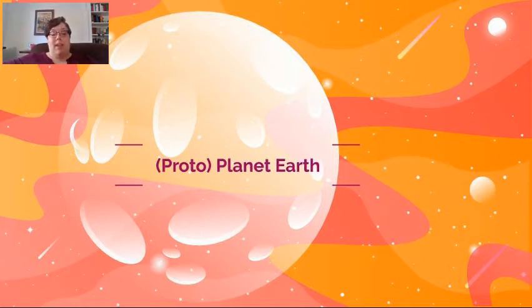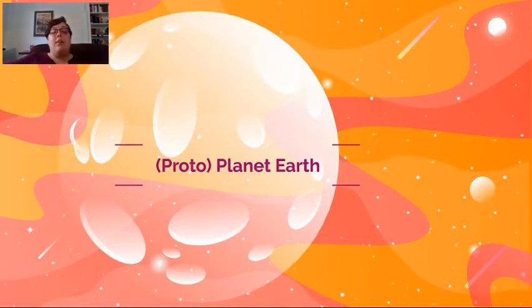In order to be a planet in our solar system, there are 3 criteria. Number 1, if it's going to be called a planet, it has to be in orbit around the sun. So our moon does not qualify as a planet because it's in orbit around Earth, not around the sun. Number 2, it has to have enough mass to assume a pretty close approximation of a spherical shape. It doesn't have to be a perfect sphere, but it's got to be close to spherical.